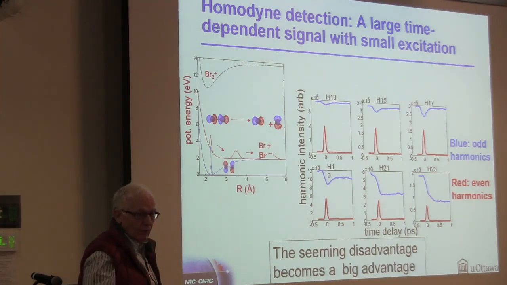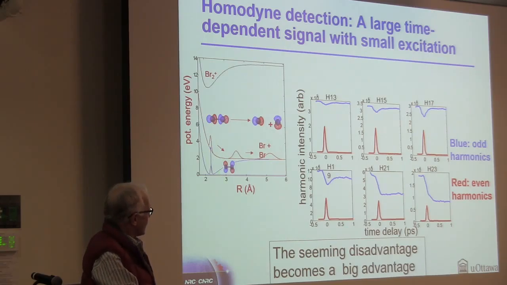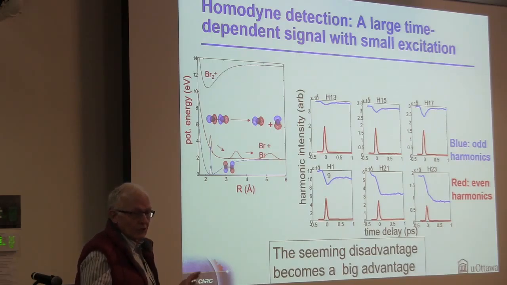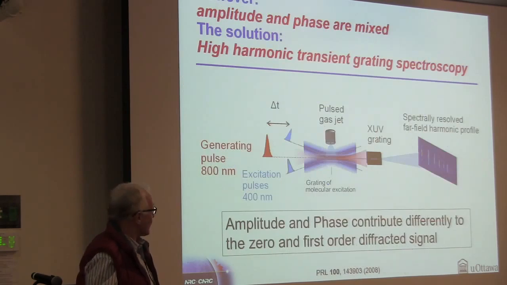You ionize from a couple of things, and if they're coherently related, this is a local oscillator on which to reference. However, we have amplitude and phase mixed in this experiment, and can we get rid of it? In order to get rid of it, we go back to what I talked about last lecture.